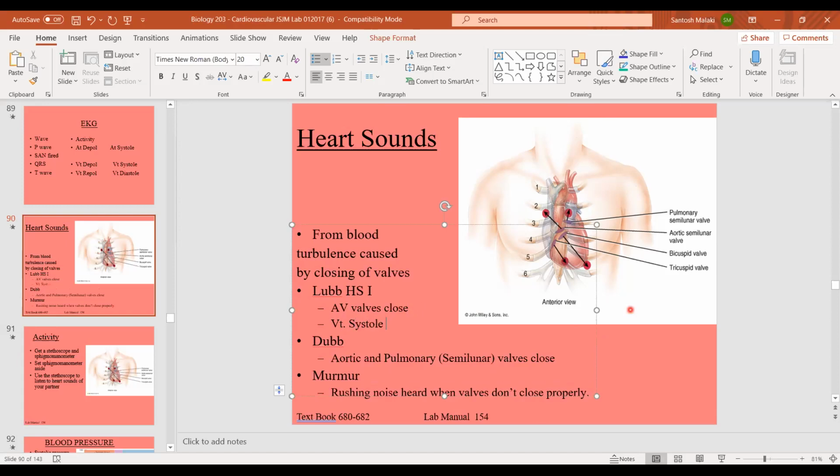So that's the exam question. What's the first heart sound? Closure of the AV valves. When does it occur? When the ventricles are contracting. What do we call that? We call that ventricular systole.